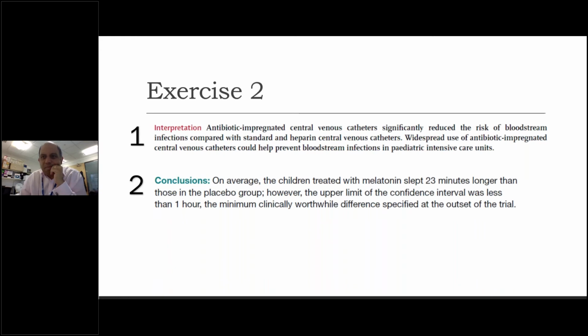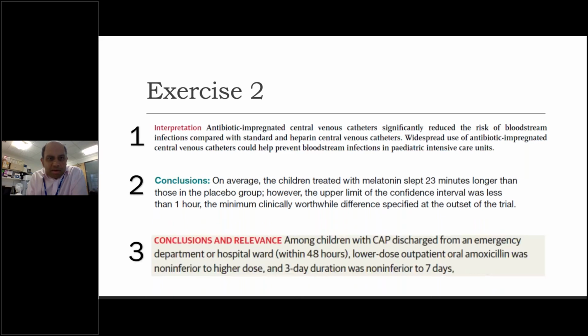Yeah, so the intervention is melatonin and the comparison or control is placebo. This is just something to illustrate that this is a placebo-controlled trial. So they're not comparing melatonin with, I don't know, diazepam or something. They're comparing melatonin with nothing, effectively.